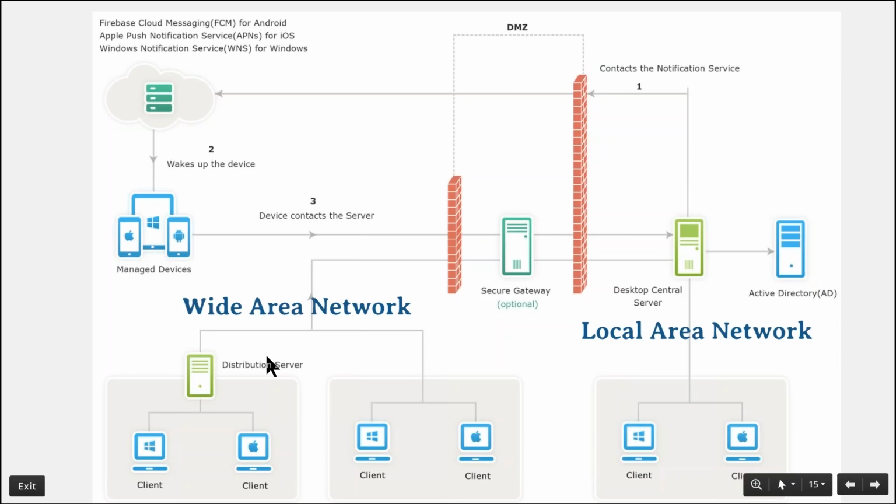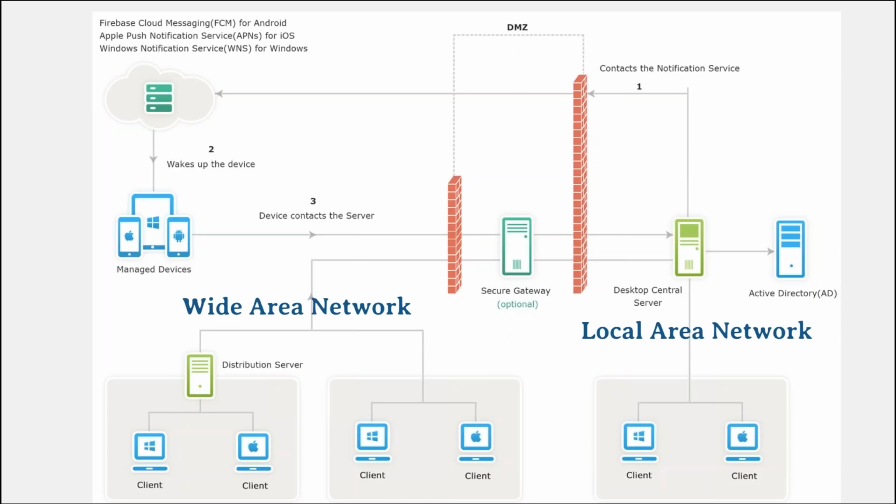So when a patch task is created, the machines which are located in the remote office will not reach the main server to download the patches. Only the distribution server will reach the Desktop Central server, and it downloads the patches and distributes them to the machines which are available in the remote office. So this feature will help you to manage the bandwidth more efficiently.